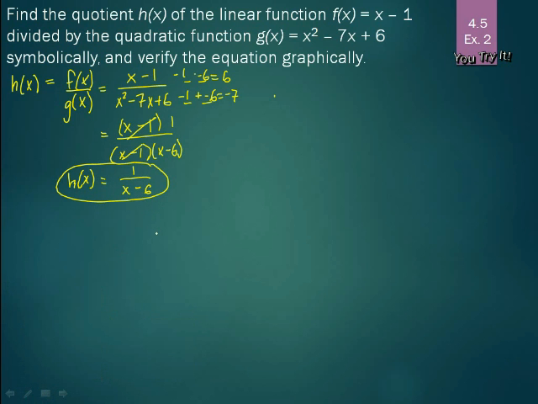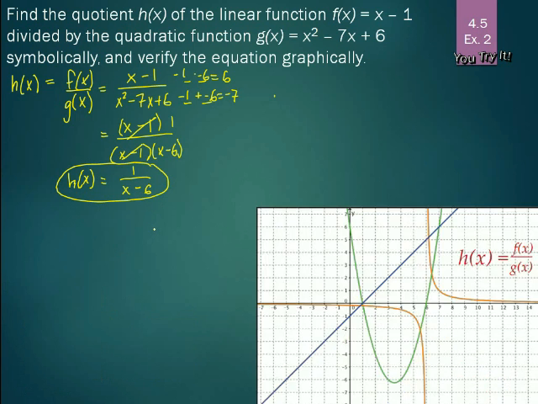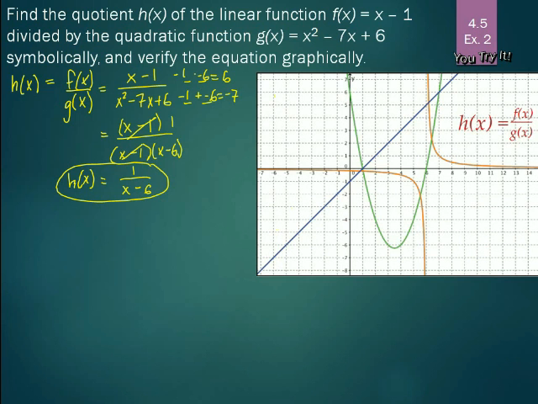And then to verify with our graph, we'll need to look at a few things. So let's first pull up our graph. Here we have graphed our blue line, which is f of x, the green line, which is g of x, and our orange line, which is h of x. Let's first look at the asymptotes that should be happening in our equation.